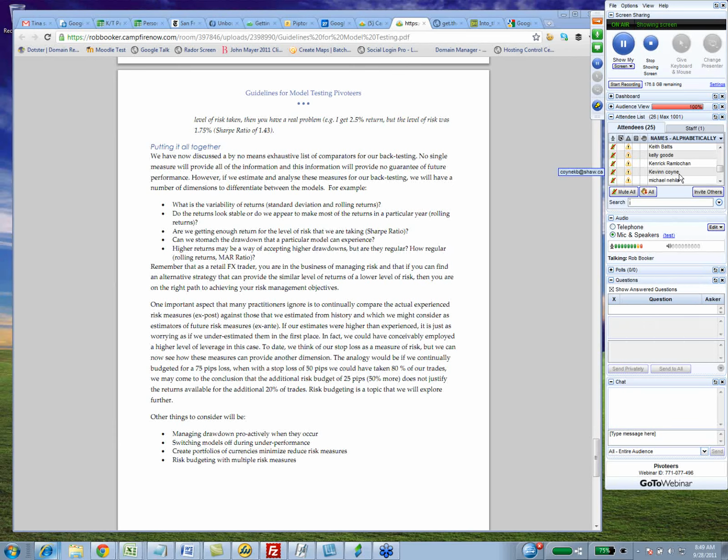Are there wide swings in your annualized returns? I mean, based on what you've tested, could you have returns in a year that are negative 50 or positive 150%? That's pretty crazy, right? Do the returns look stable, or do we appear to make the most of the returns in one particular year? That would be a problem, right? Are we getting enough return for the level of risk that we're taking? Let me add a question in here. If you change variables only slightly, do you have massive variance in the returns? Can you stomach the drawdown that a particular model can experience?